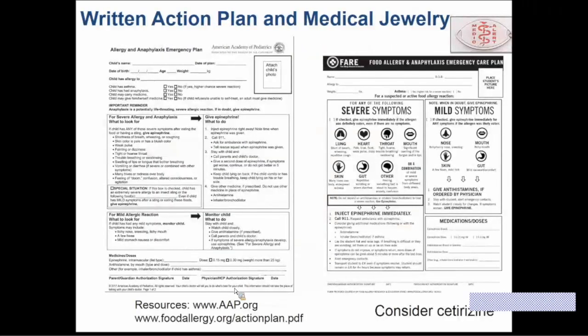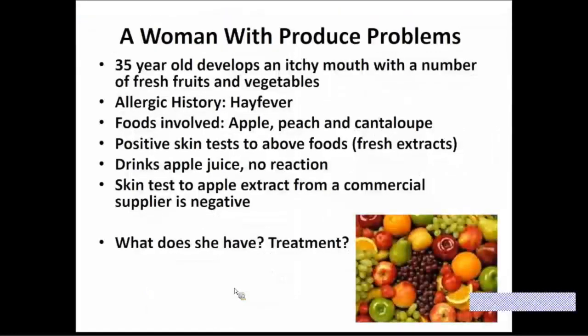So we give our child patients a written action plan. We encourage medical identification jewelry, and we really teach them to use this promptly at the first sign that symptoms are progressing. So let's move to another case.